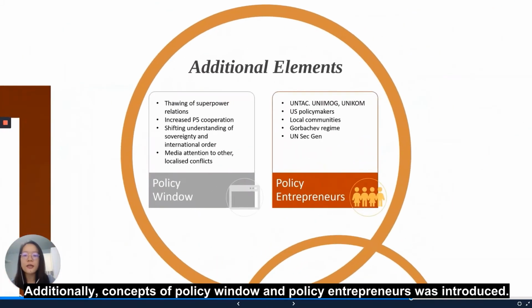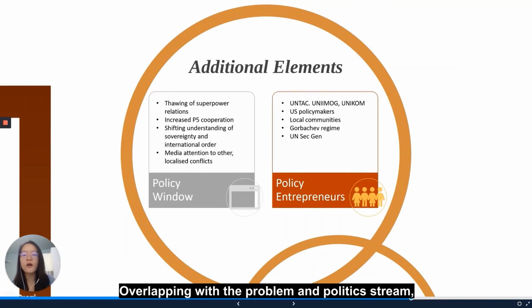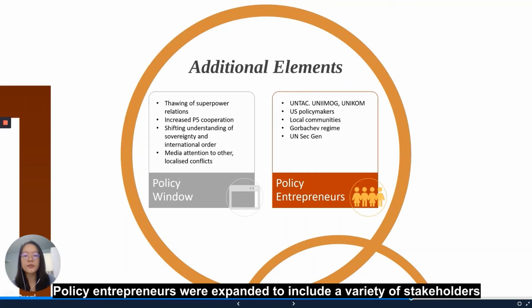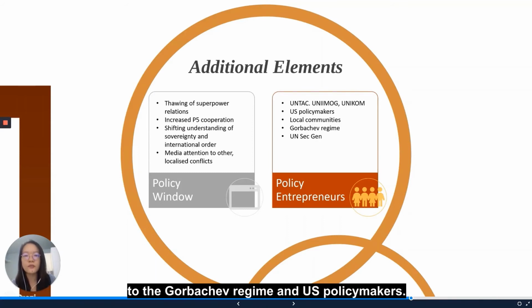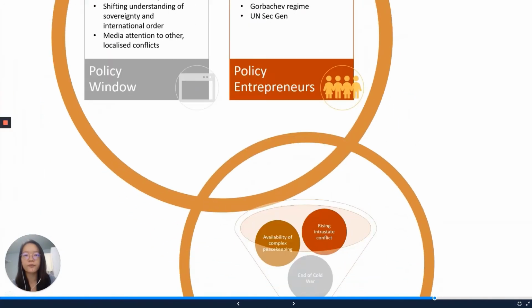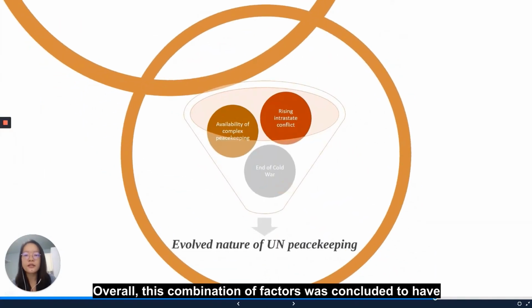Additionally, concepts of policy window and policy entrepreneurs were introduced. Overlapping with the problem and politics stream, the policy window was the unique post-Cold War conditions and other developments. Policy entrepreneurs were expanded to include a variety of stakeholders which influence peacekeeping operations, from peacekeepers and local communities to the Gorbachev regime and US policymakers. Overall, this combination of factors was concluded to have culminated in the shift of peacekeeping objectives.